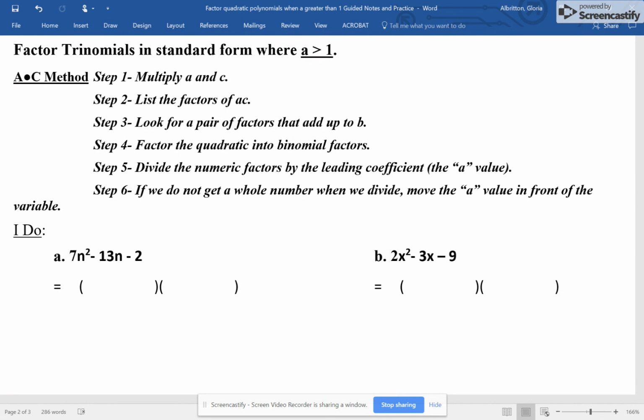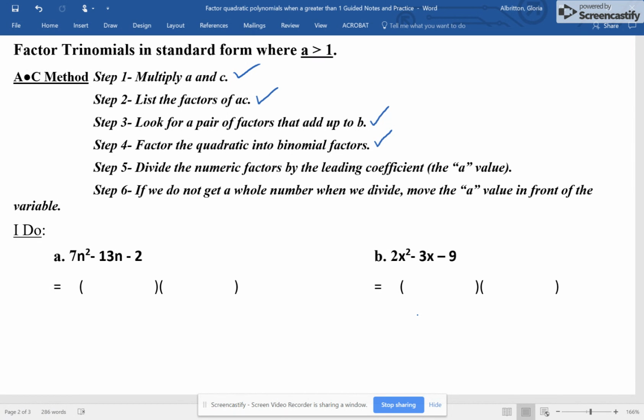Now this is called the AC method, and take a look at the steps that we have. There's a few more than we've seen before. Step 1, we're going to multiply the a value and the c value. Step 2, we'll list the factors of that a times c. Step 3, we'll look for a pair of factors that add up to the b value. Step 4, we're going to factor the quadratic into binomial factors.